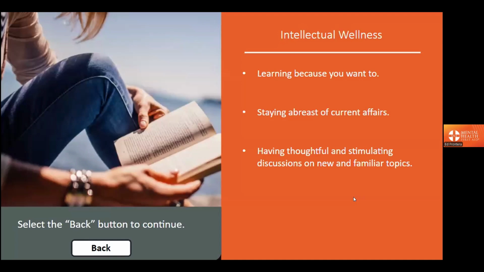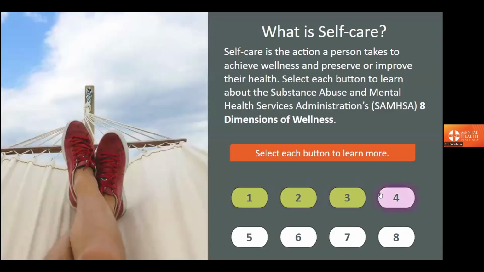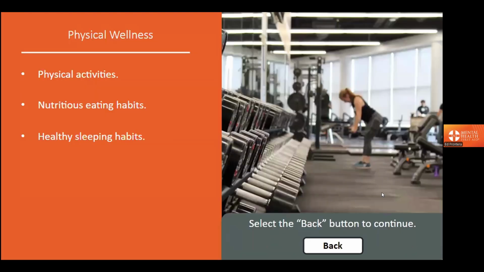Although we often associate learning with school, learning is a lifelong process. Lifelong learners achieve intellectual wellness by recognizing ways to expand knowledge and skills through intellectually stimulating activities. Some examples include learning because you want to, staying abreast of current affairs, having thoughtful and stimulating discussions on new and familiar topics, recognizing the need for physical activity, healthy foods, and sleep.